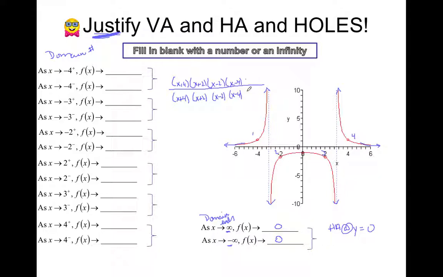The vertical asymptotes mean there were factors in the denominator that did not cancel out. And where did that happen? At 3 and -3.